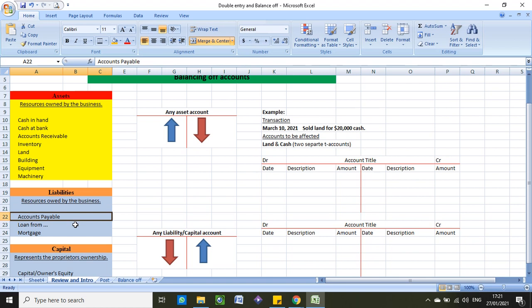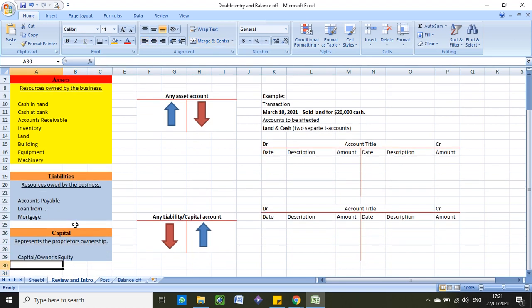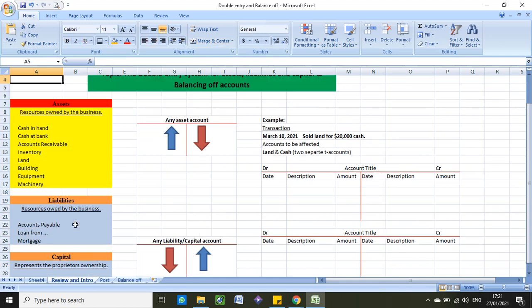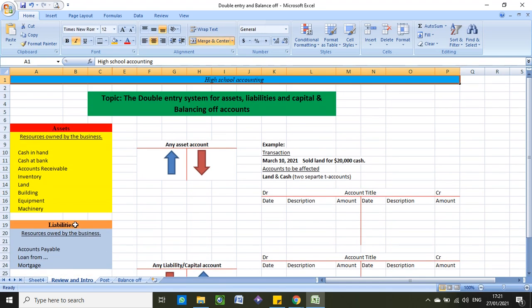Liabilities. Liabilities include accounts payable, loan from any institution or any person, and a mortgage. For capital, the only example of capital so far in this class is capital itself, also known as owner's equity. Now, let's get into the double entry system for assets, liabilities, and capital.